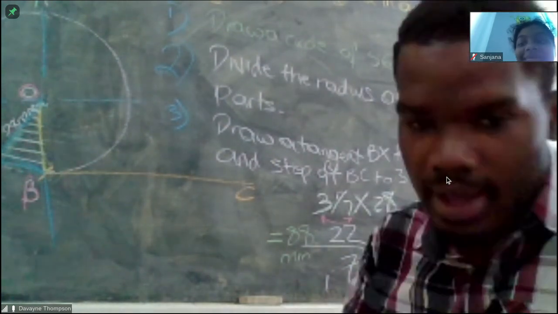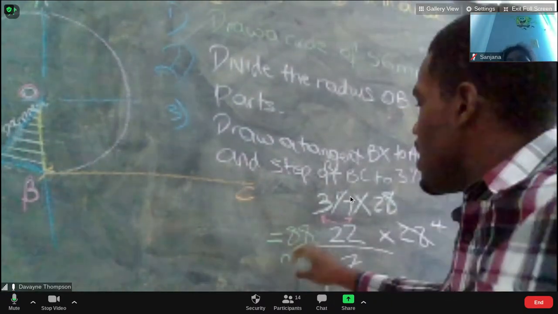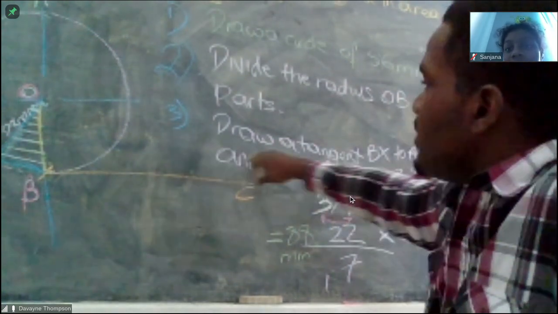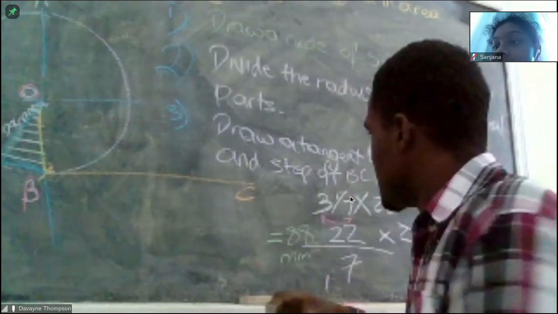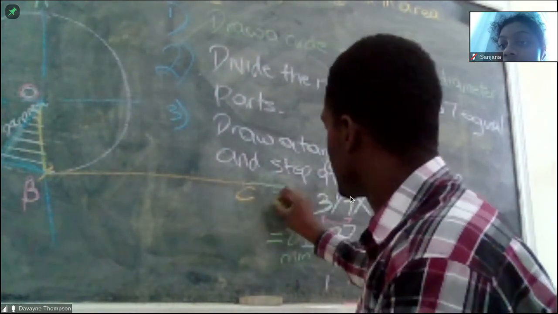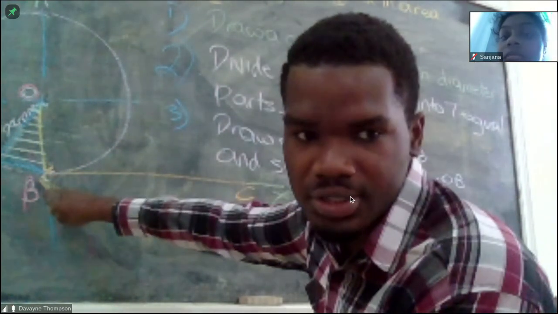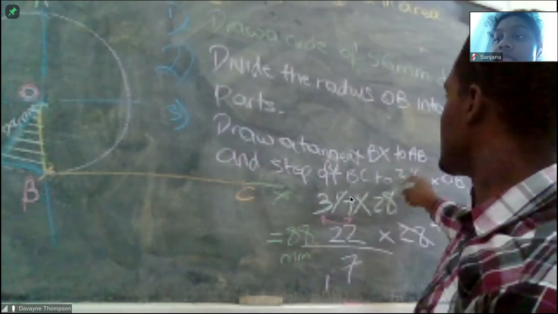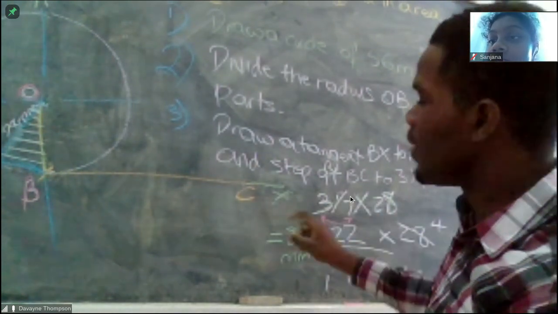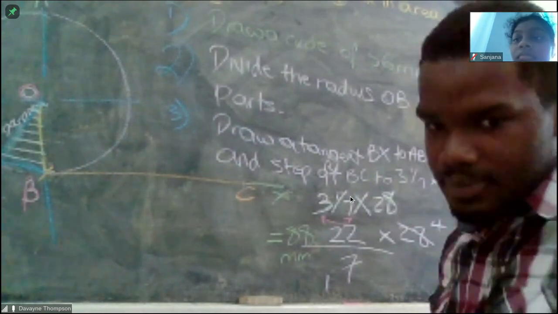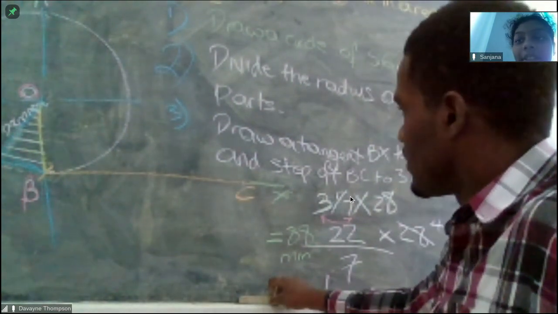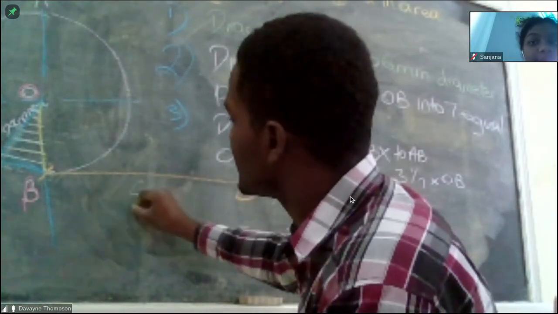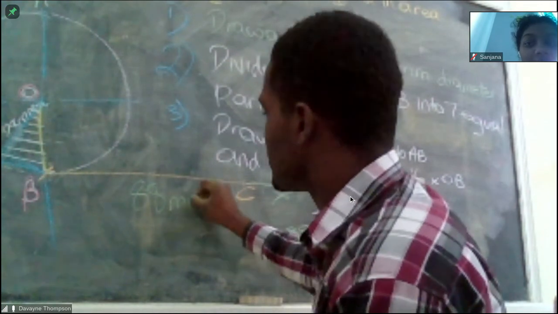Let's see. I want Sanjana to explain. What would this 88 millimeters represent? Look back on statement 3. Draw a tangent BX. So let's say that this was X out here. This is our tangential line because it touched the point here once. But it said step off BC to that value that we just found. So what would 88 millimeters represent, Sanjana? The tangent? Right, the distance of B to C, which is the tangent. So we can put 88 millimeters right here.